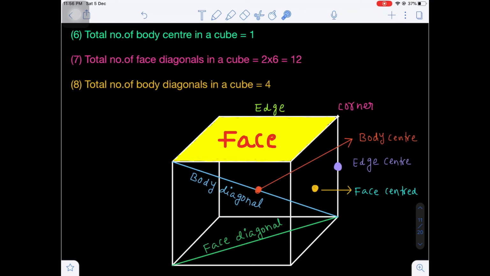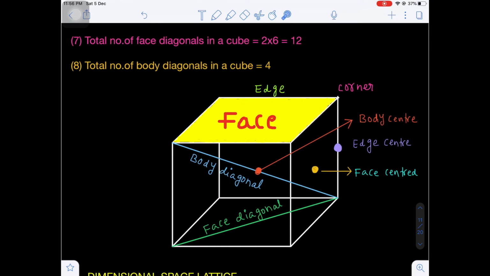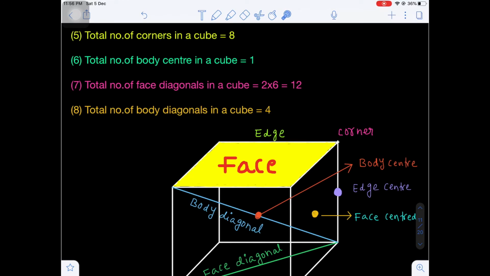Now come to the number of body diagonals. Already I told you, in the definition of a center of symmetry, 4 body diagonals will be present. This is the first body diagonal, this is the second, this will be the third and this will be the fourth. Because at a time you take 2 corners, and out of the 8 corners, each body diagonal possesses 2 opposite corners. So that's why there are 4 body diagonals.